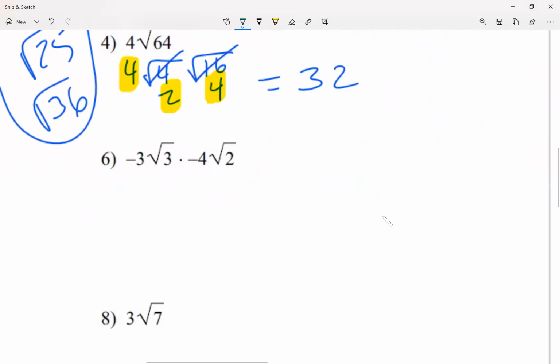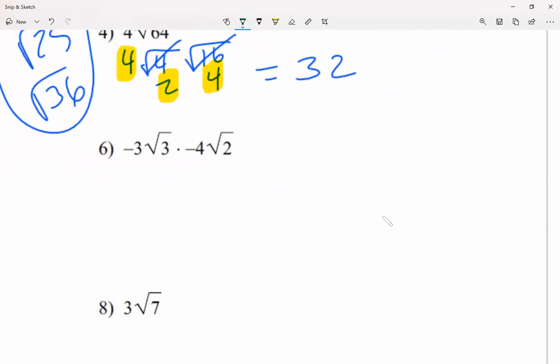Now, question number 6. Nothing I can do, right? None of my radicals can be simplified. So let me multiply here. When I multiply my whole numbers, -3 times -4, that's 12. When I multiply my radicals, that's 6. My answer is 12 radical 6.